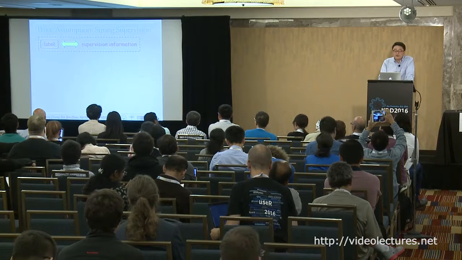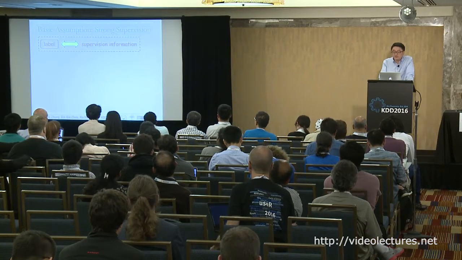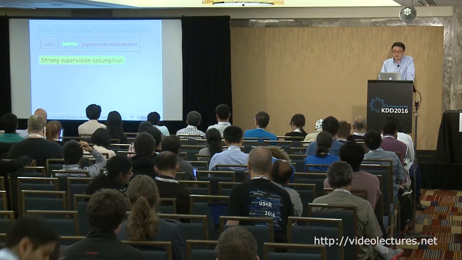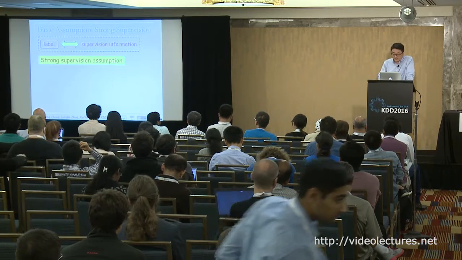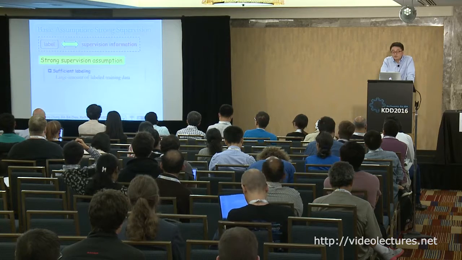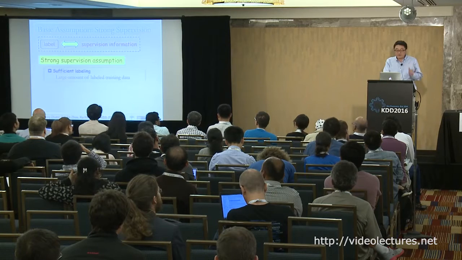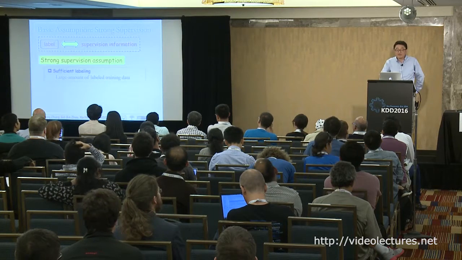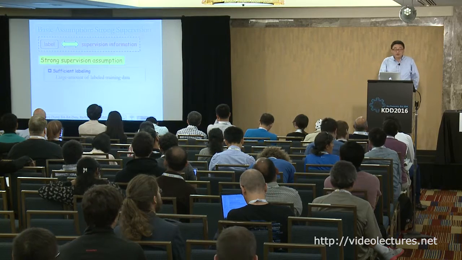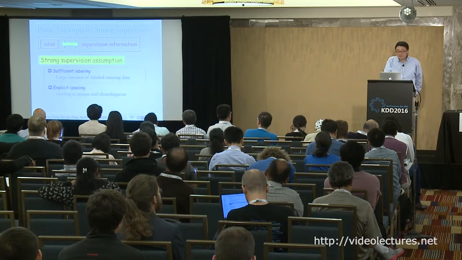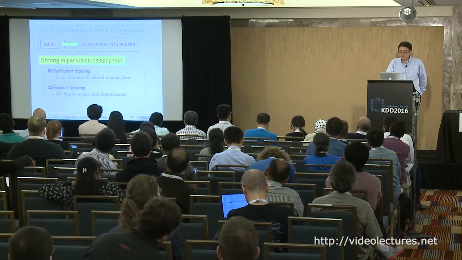But there are very important assumptions behind this framework. The label actually represents the supervision information in the system, and there's an assumption about this supervision, called the strong supervision assumption. By strong, we mean, first, that we should have sufficient labeling information. We need a large amount of training data in order to train the model. That's the first kind of strong supervision. The second kind of strong supervision is explicit labeling.